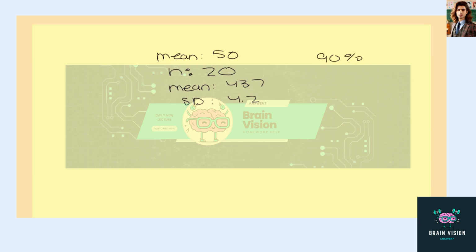So for this, it's an average of 43.7, the sample size is 20, the standard deviation is 4.2, and it's a 90% confidence interval. That means the t-score, if you look at a t-value chart, is going to be 1.7291. So you're going to take your mean of 43.7 plus or minus 1.7291 times your standard deviation of 4.2 divided by the square root of 20.